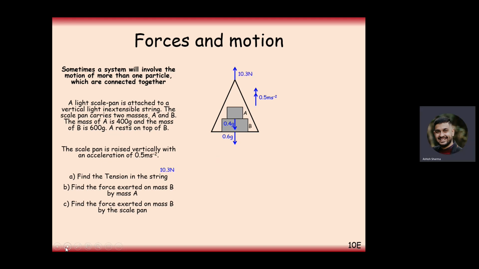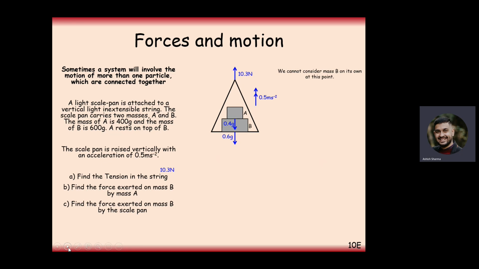Now, let's see what happens in part B. In part B, they're asking us to find the force exerted on mass B by mass A. They want the force of mass A on mass B as this scale pan is going up. It's quite simplistic for students to think, oh, it's just the weight of A, 0.4g, on B. But actually, we've got to think a bit carefully here.